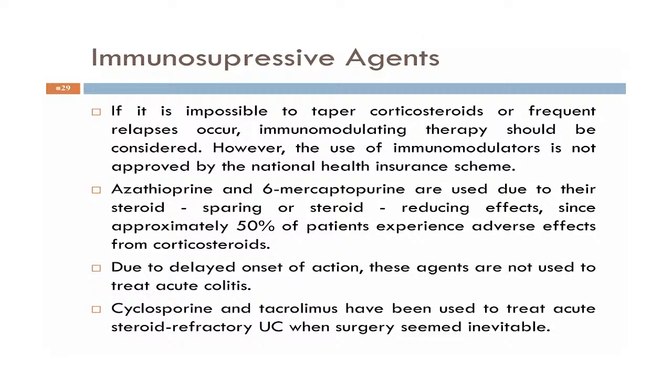Then we have immunosuppressive agents. If it is impossible to taper corticosteroids or frequent relapses occur, then only immunomodulating therapy should be considered. However, the use of immunomodulators is not approved by the National Health Insurance Scheme in the USA. So azathioprine and 6-mercaptopurine are used due to their steroid-sparing or steroid-reducing effects, since approximately 50% of patients experience adverse effects from corticosteroids. Due to delayed onset of action, these agents are not used to treat acute cases. Only where the patient has failed on steroids can you start these drugs. Cyclosporine and tacrolimus have been used to treat acute steroid-refractory UC when surgery seems inevitable.